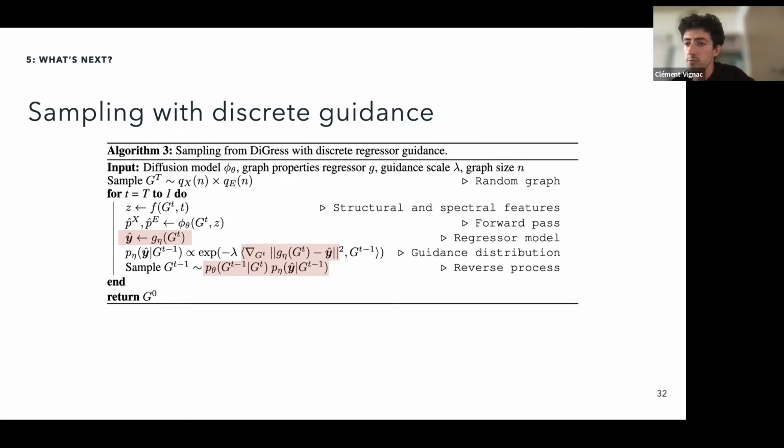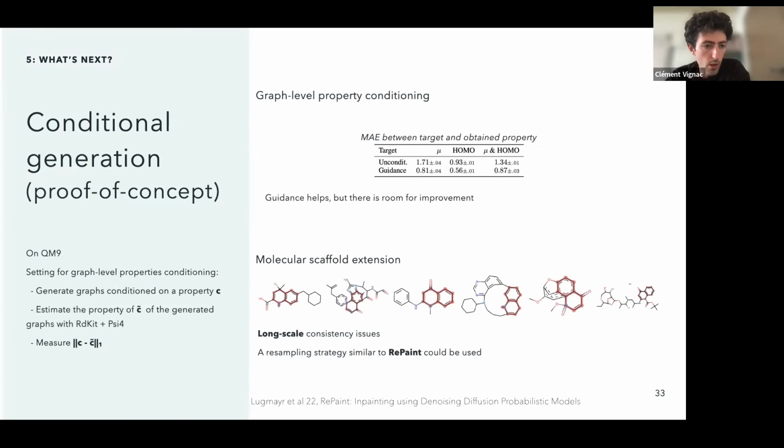In practice, what do we have to change in the model to do this? We have the unconditional model. Then on the noisy graph, we also estimate the property y hat. And we compute a distribution, which is an estimate of the probability of y hat given G t-1, using the gradient of the regressor. And we use this to push the model towards the right property.